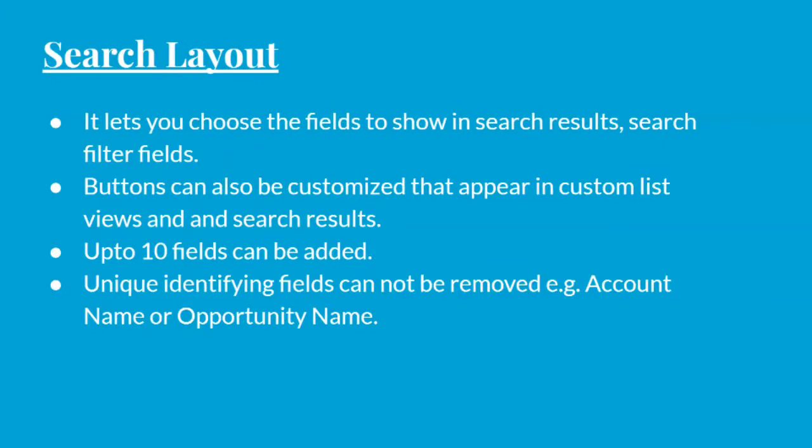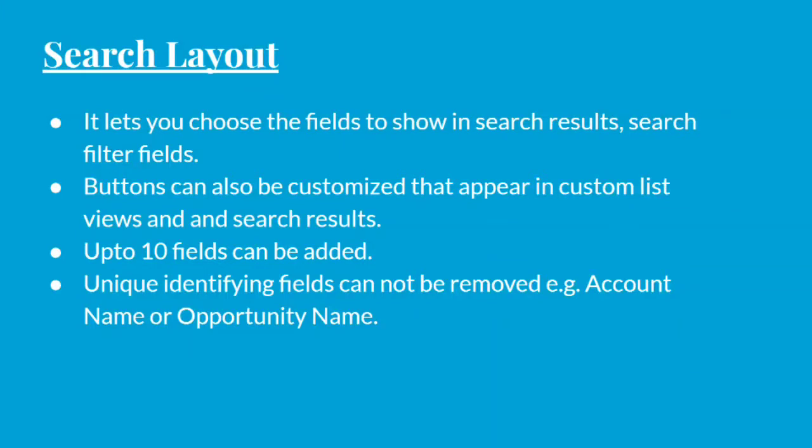Then we have something called search layout. Whenever you go ahead and search any particular record in Salesforce, there is a set of fields which get displayed when that record is searched. That set of fields you can select on the search layout. It lets you choose the fields to show in search results and search filter fields. So whatever fields you want displayed when a record is searched, you can set in the search layout.